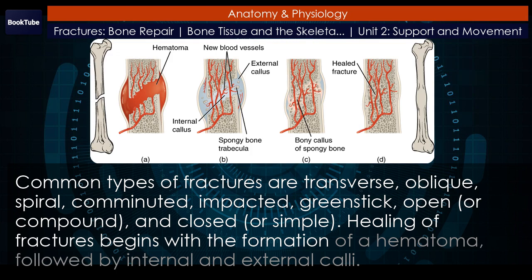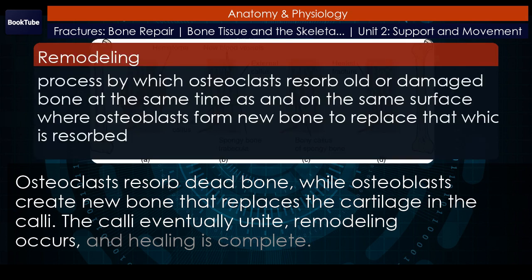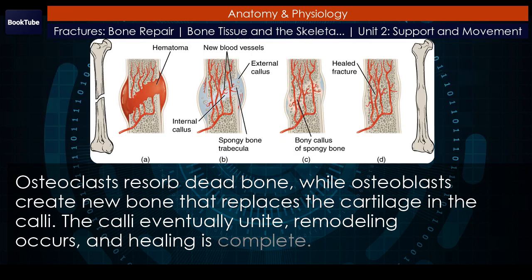Healing of fractures begins with the formation of a hematoma, followed by internal and external calli. Osteoclasts resorb dead bone, while osteoblasts create new bone that replaces the cartilage in the calli. The calli eventually unite, remodeling occurs, and healing is complete.